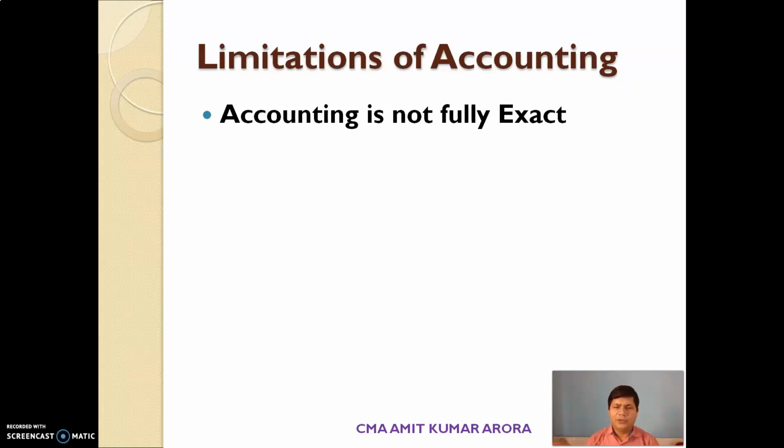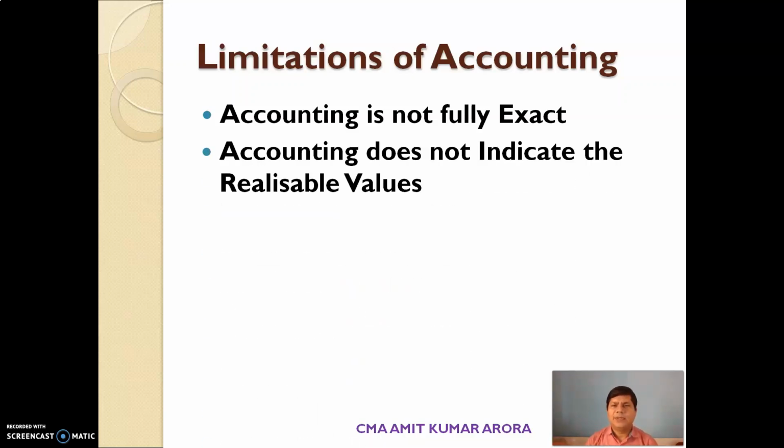Now, what should we do? In that case, the amount of depreciation should be 10 lakh upon 8, that comes to 1 lakh 25,000. But in the past 8 years, we have charged only 1 lakh rupees. So we can say the accounts of the past 8 years are not fully exact, because these are based on estimates, and estimates can be correct or incorrect.